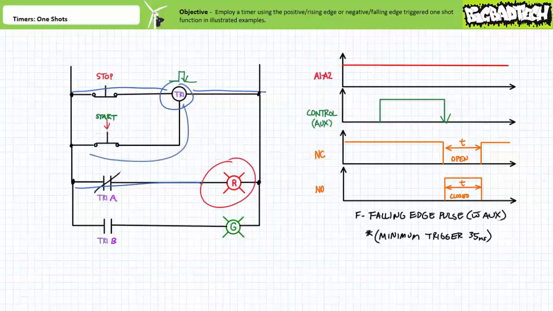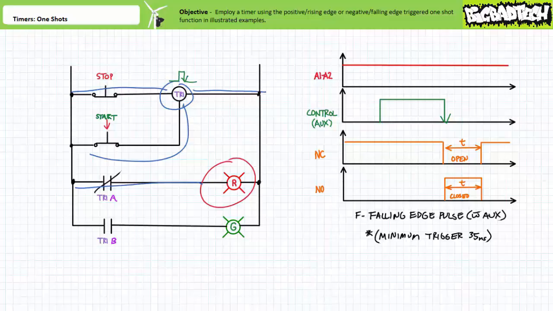When an operator presses start, the auxiliary controlling input of timer relay TR1 is energized, and nothing happens. TR1A and TR1B remain in their deactivated states. The red light remains on, and the green light remains off. In fact, an operator can press and hold start all day long, and nothing will continue to happen since the timer has not yet experienced a negative or falling edge.